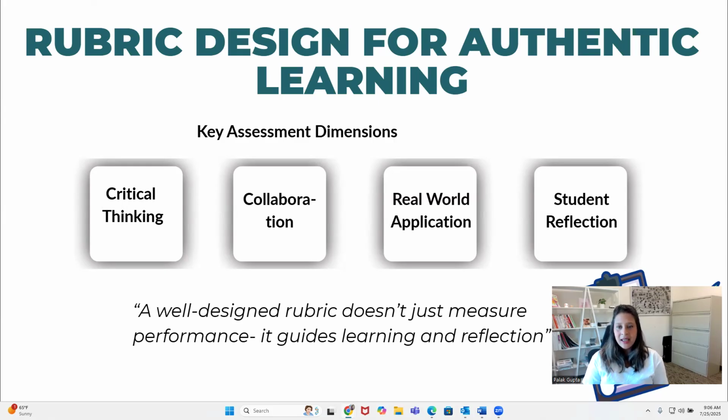And finally, I have student reflection components in my rubric. These include growth, learning, and feedback. Students should be able to self assess their skill development over time and gain insights from challenges and successes, and also be responsive to peer and instructors' input.